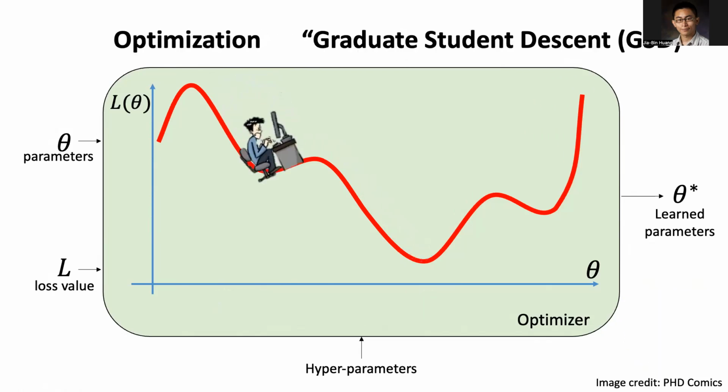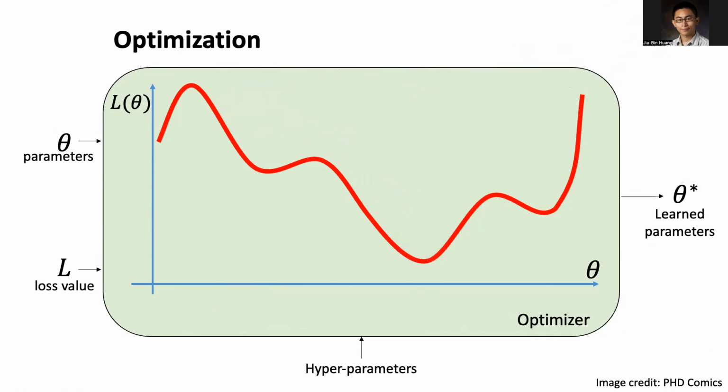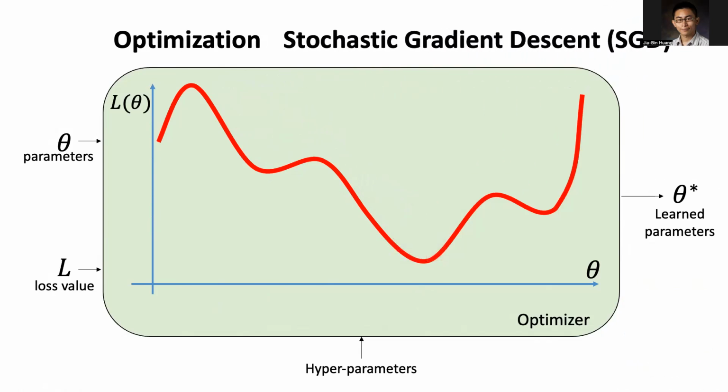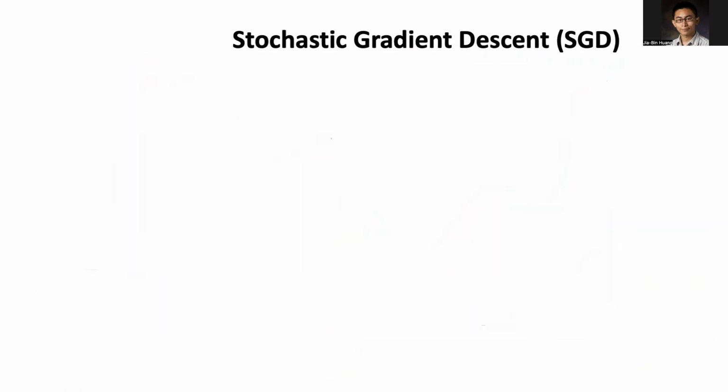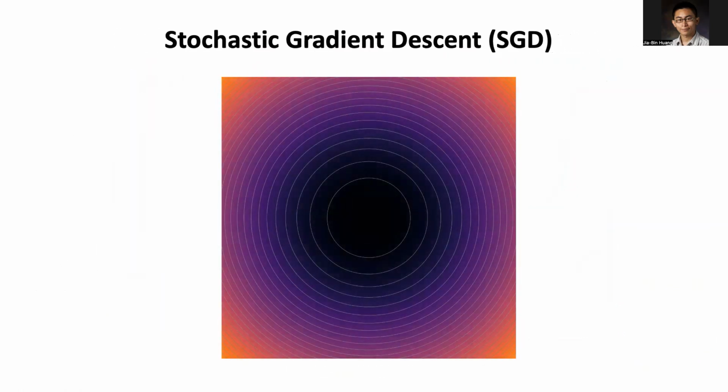All right, so we usually call this algorithm graduate student descent. All right, so let's see how we can do this. Okay, stochastic gradient descent. So start with something very, very simple.